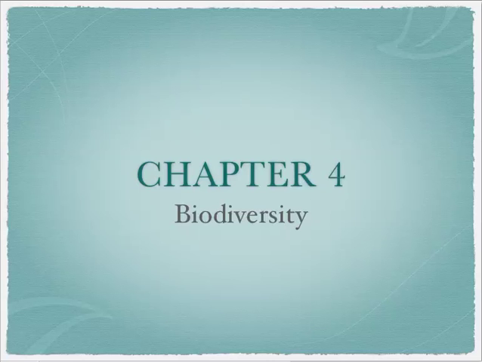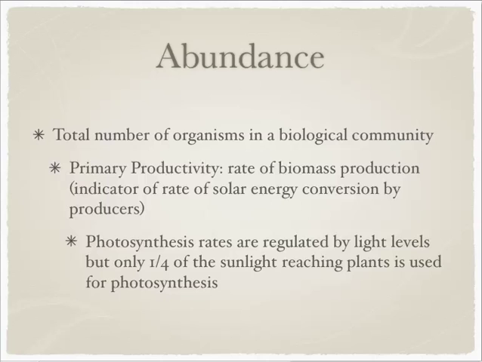In Chapter 4, Part 3 of the notes, we will talk about biodiversity. Biodiversity is categorized into different areas. The first is abundance. This is the total number of organisms in a biological community.